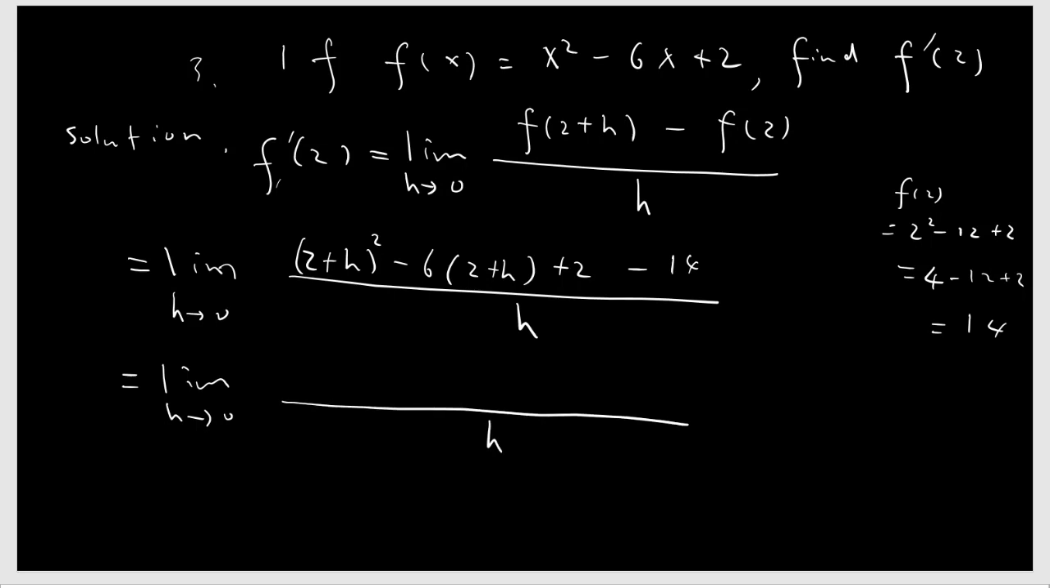On the denominator, you have h. On the numerator, you know which formula I'm trying to use. You have the formula a plus b, the whole thing squared. You have a squared, and then plus 2ab.